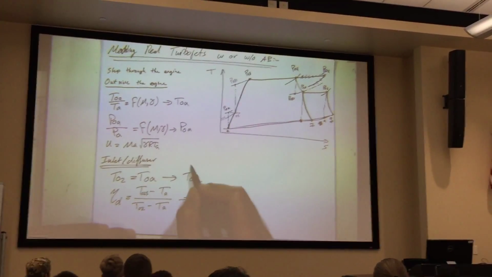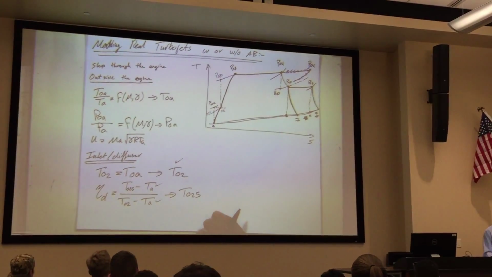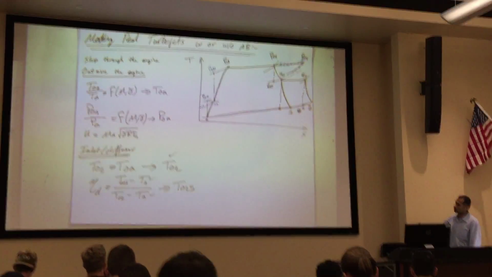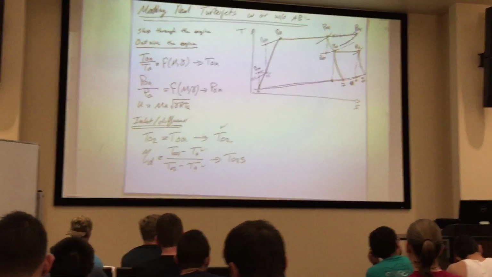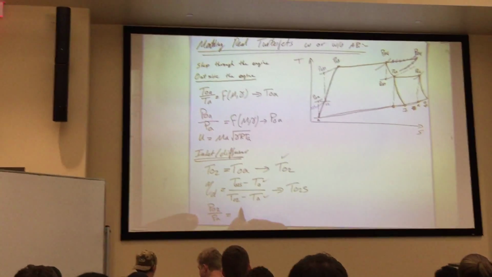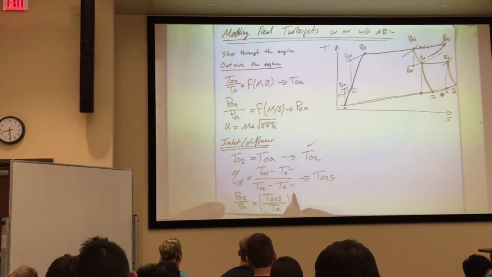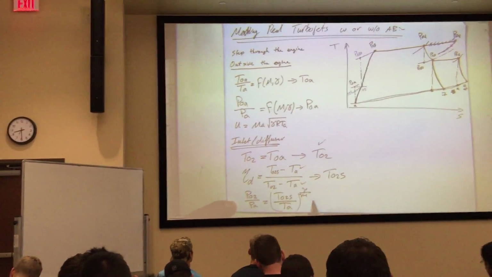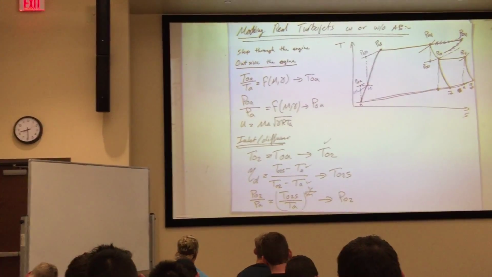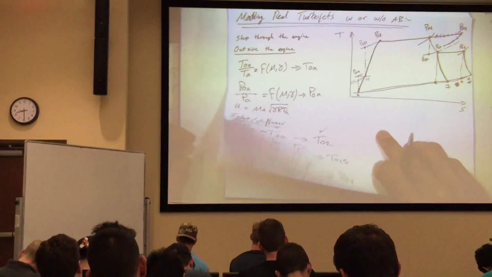So from there, if I have this, and I have my ambient conditions, what I'm going to get from this is the isentropic temperature. Now that I have my isentropic temperature, I can use my isentropic relations to figure out my pressure ratio. So PO2 over POA is equal to TO2S over TOA, raised to gamma over gamma minus 1. And from that, I get my PO2. So now I know my compression ratio across the diffuser, which is a critical parameter that we need. So let's do the same thing for the compressor.